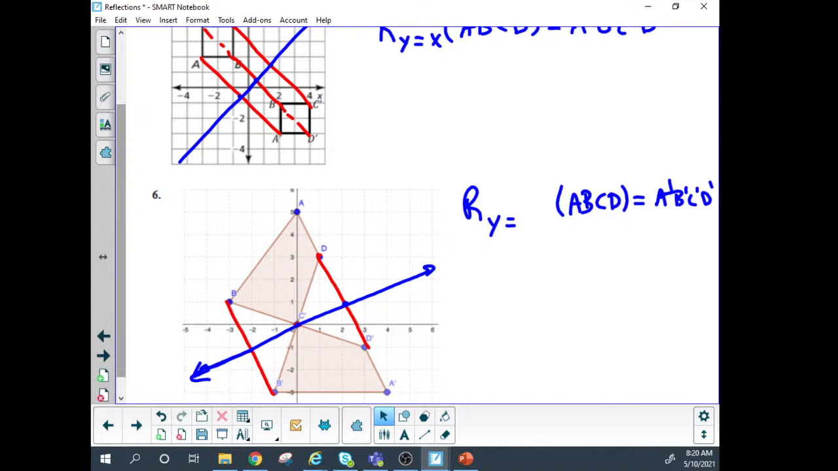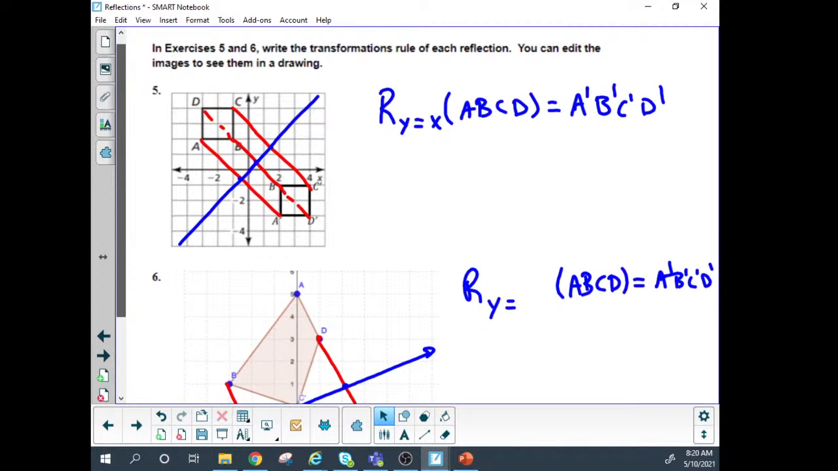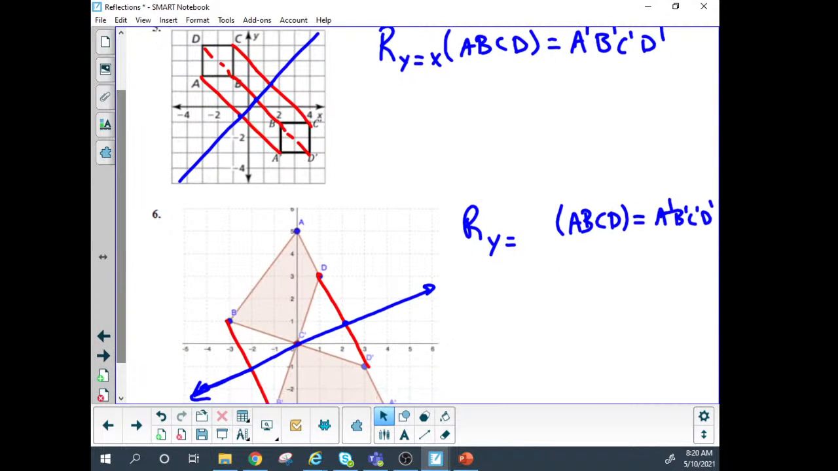What'd you get for what's this reflection, Mindy? Oh, sorry, it's not letting me load. y equals, what's this line? y equals. Sorry, the equation of the blue line.